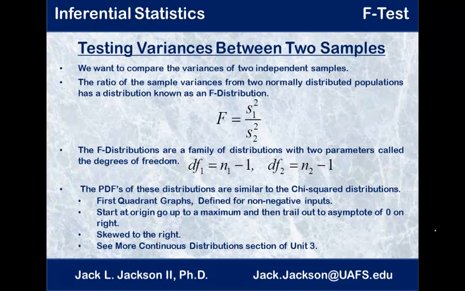The PDFs of these distributions are very similar to chi-square distributions. Some of their characteristics are they're completely first quadrant graphs. They're only defined for non-negative inputs, positive inputs, and 0. They start at the origin, 0, 0. They go up to a maximum and then come back down and trail out to an asymptote of 0 on the right. So they're skewed out to the right.